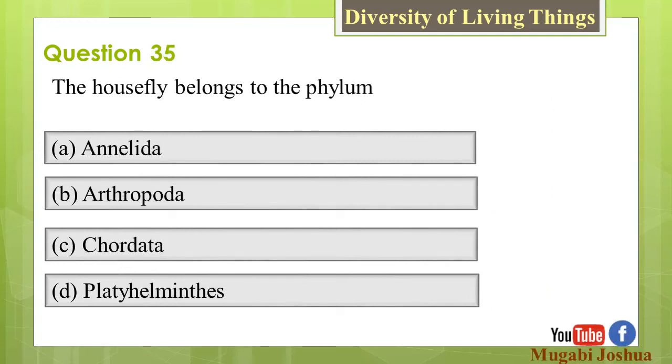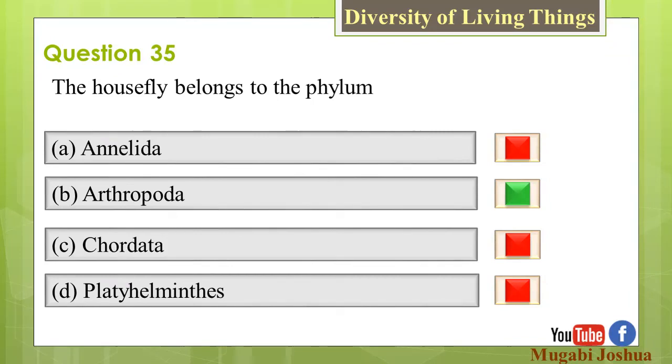Question 35. The housefly belongs to the phylum A. Annelida, B. Arthropoda, C. Chordata, D. Platyhelminths. Which of the following alternatives is the correct alternative? The best alternative is B. Arthropoda.